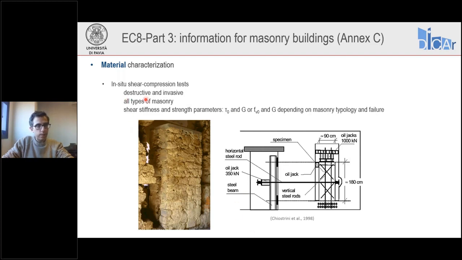Another highly destructive test is the in-situ shear compression test. It can be used for all types of masonry, and again, it can be used to obtain information regarding shear stiffness and strength parameters. How does it work? You have to isolate a panel, apply a vertical load, and then a horizontal force up to the failure of the panel. Again, once you reach the failure, you can get information through simple expressions. You can get information on the strength parameters, depending on the masonry typology and depending also on the type of failure that you are attaining.